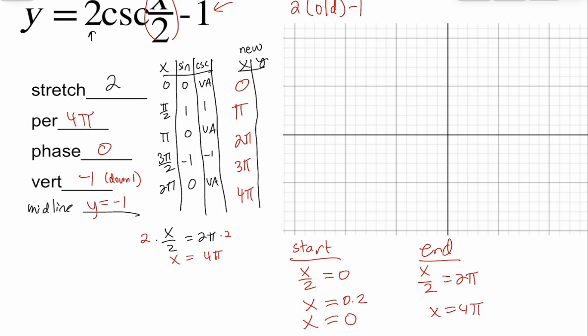So the only ones we have to check, remember, for a cosecant, our vertical asymptotes are the first, the third, and the fifth. So the only math we have to do is for the second spot and the fourth spot. Well, this would be 2 times 1, or 2, minus 1, which is 1. This would be 2 times -1, which is -2, minus 1, or -3.